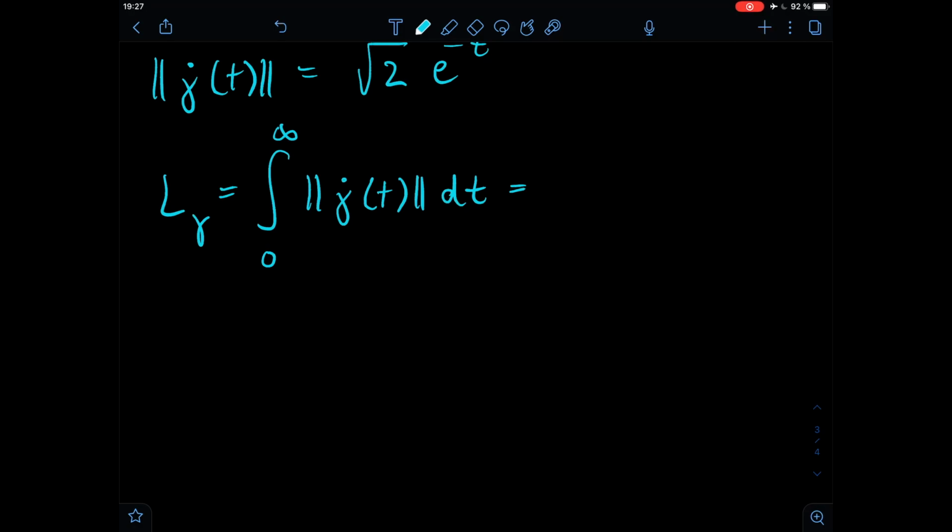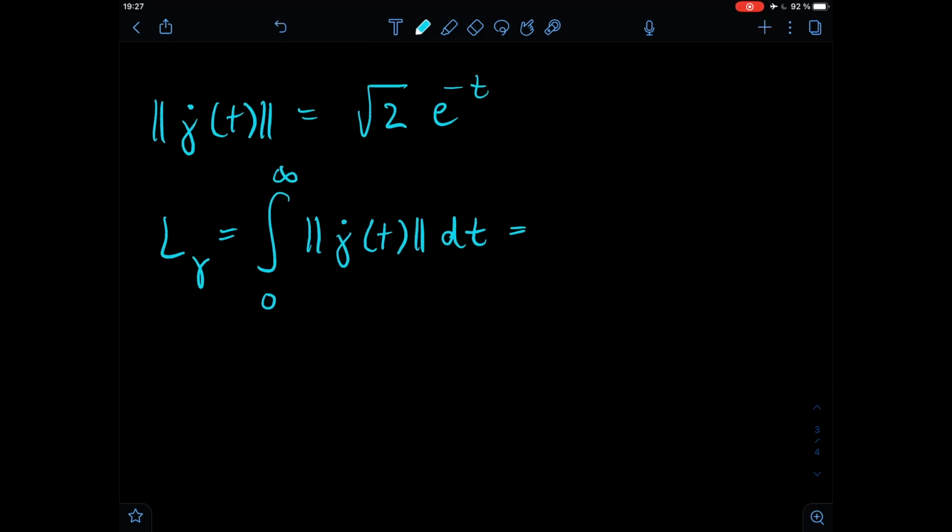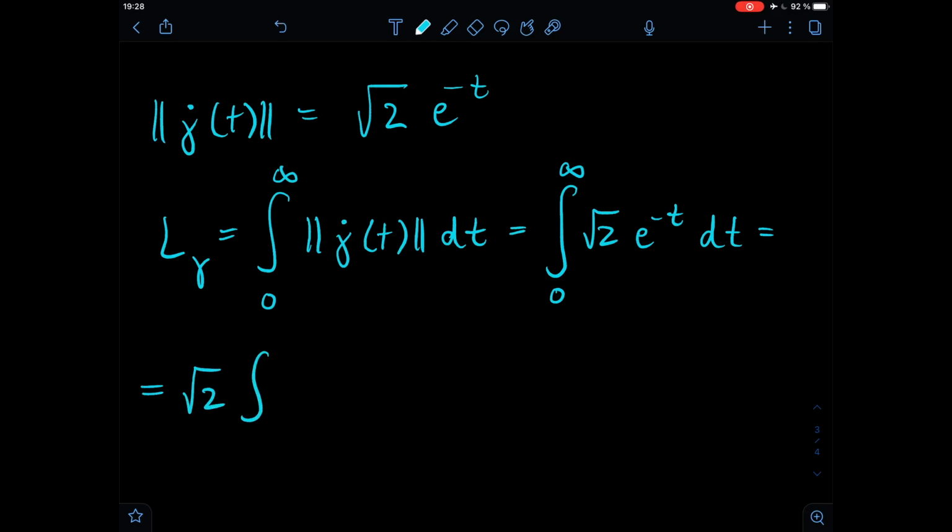And now we plug this in, so we get the integral from 0 to infinity of square root of 2 times e to the power of minus t times dt. And we can extract the square root of 2 out of the integral because it is just a constant. So we have square root of 2 times the integral from 0 to infinity of e to the power of minus t dt. What we will do now is put a parameter a into the integral instead of the infinity, and then we will calculate the limit of this function that we will get.